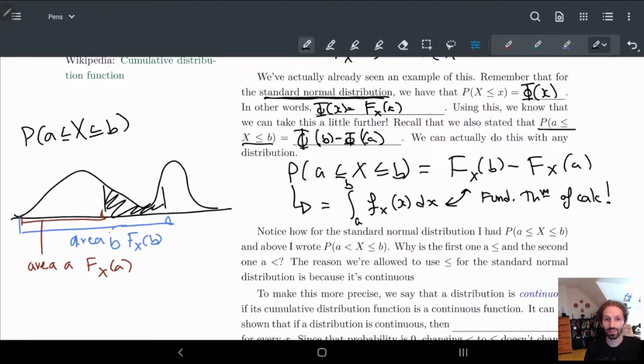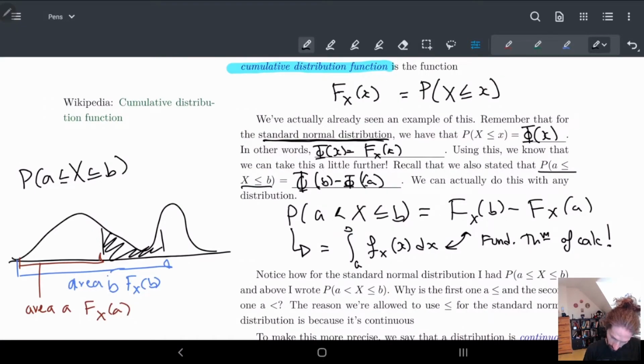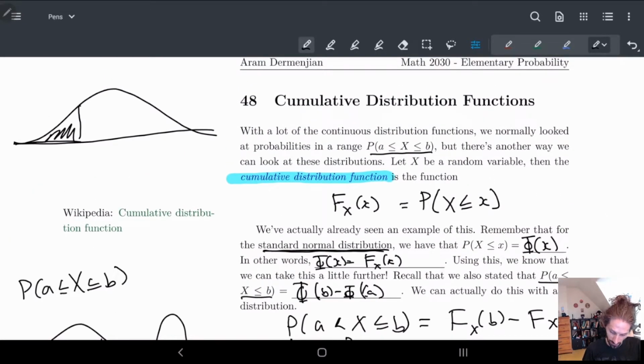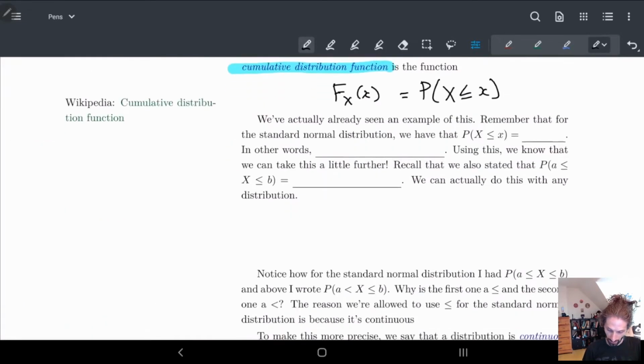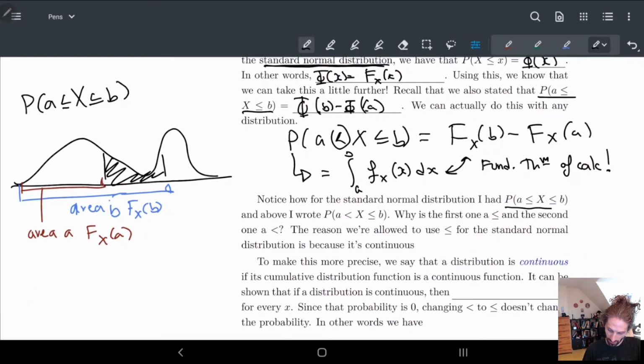Now, notice one little thing. I actually wrote this wrong. I meant this. There's a slight difference here: here I have less than or equal to, and here I should have written strictly less than. The question becomes, what's the difference between this and this, and why is there a difference? The reason we're allowed to flip-flop between them is because for a continuous distribution, the probability at any single point is equal to 0. So adding a point in or out is basically the same.